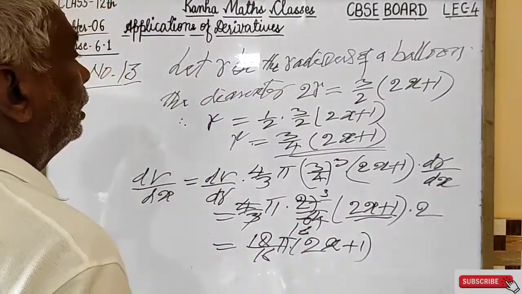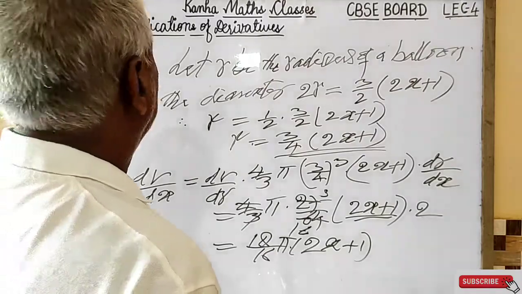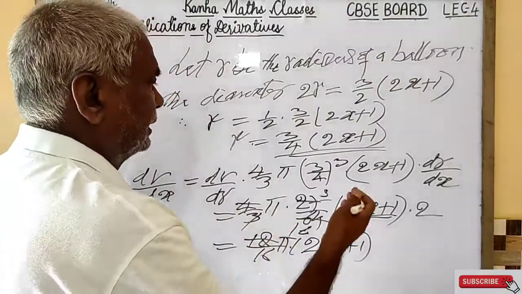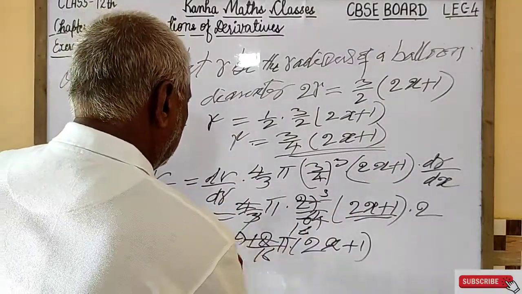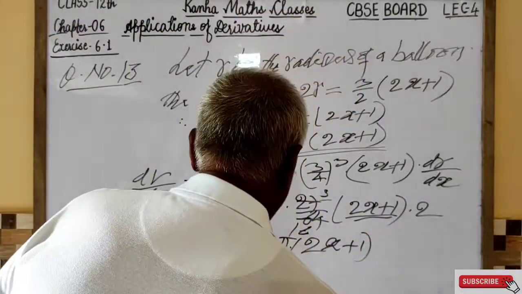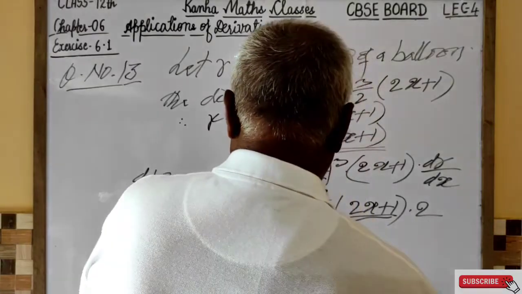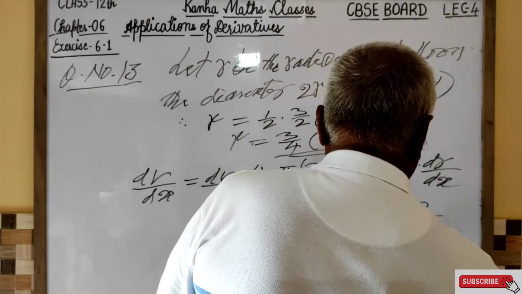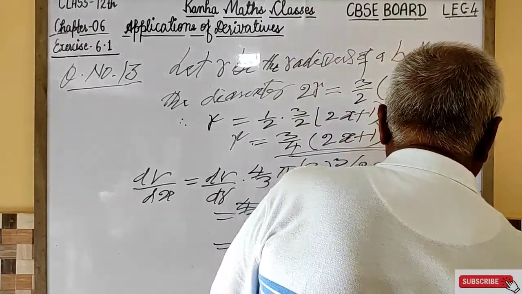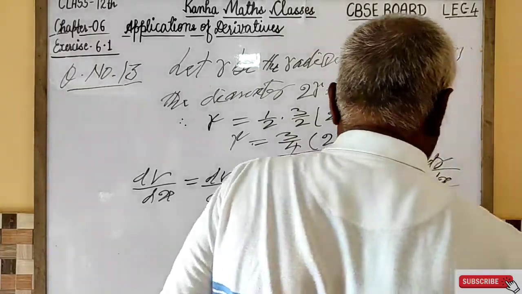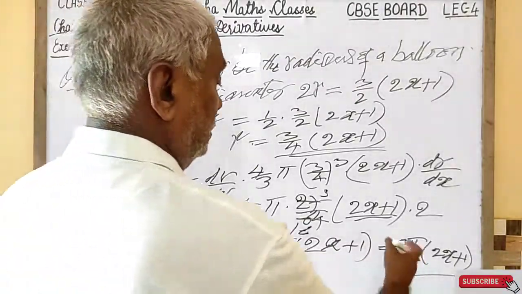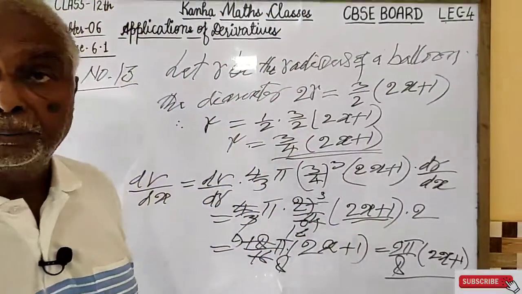Now because the radius has been given in terms of x, 2 9s are 18, 2 8s, this will become 9 pi by 8 (2x plus 1). This is the rate of increase of the volume with respect to x of the balloon. 9 pi by 8 (2x plus 1).